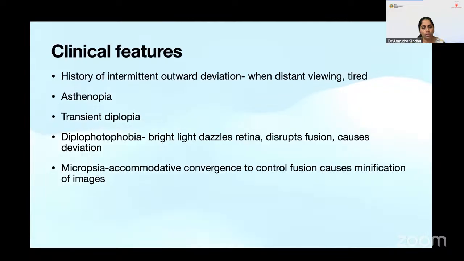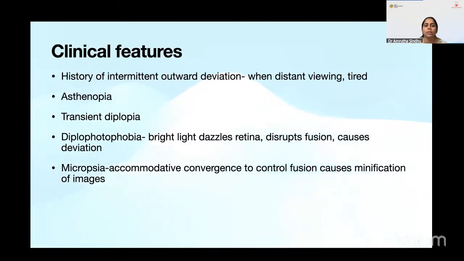There is one common condition which is called as diplophotophobia, which is quite commonly associated with intermittent exotropias. This is a condition when the child is exposed to bright light, like when the child goes out to bright light, suddenly the child complains of severe photophobia, unable to open both the eyes, and tries to shut one eye. This is because when the child is exposed to bright light, that causes dazzling of the retina. When the retina is dazzled, there is disruption of fusion. So this causes the eye to deviate outwards, causing both diplopia as well as photophobia.